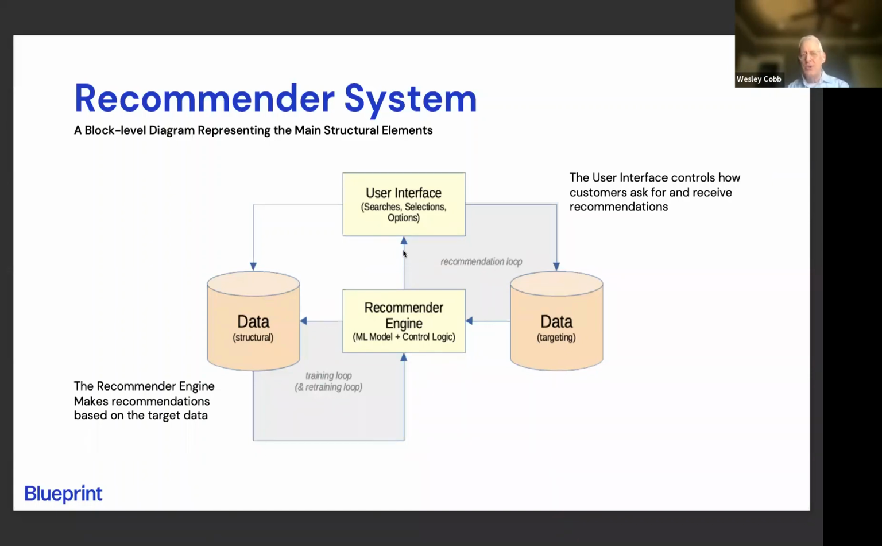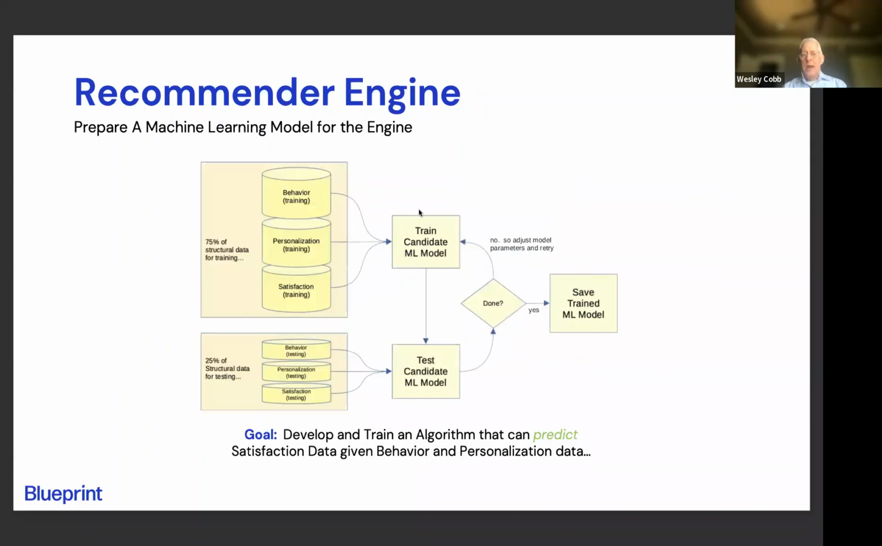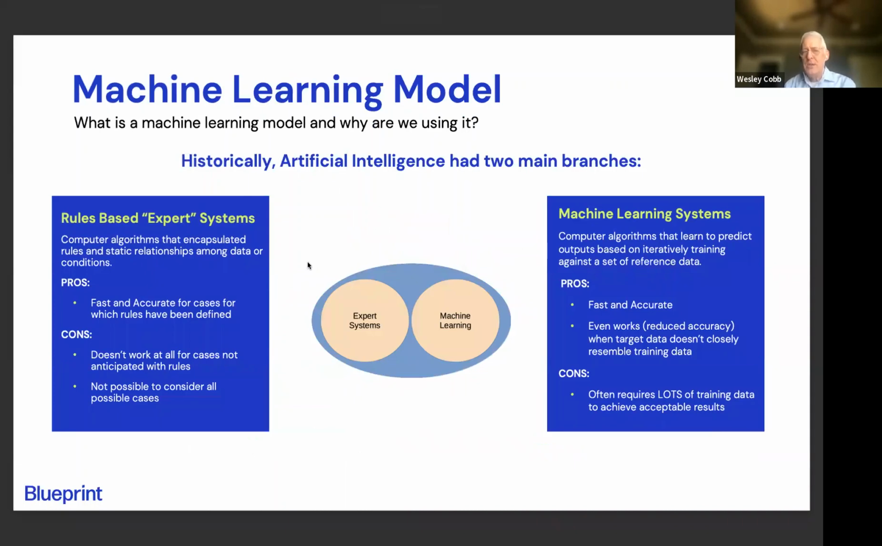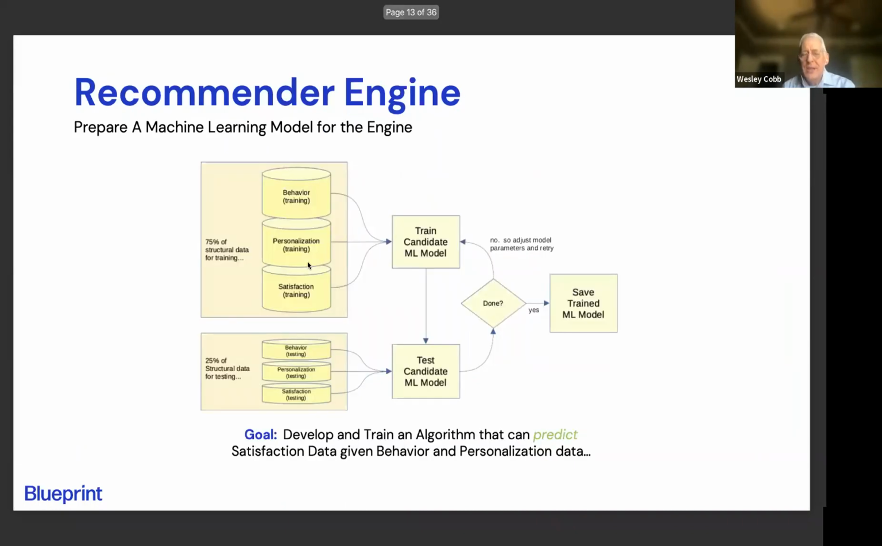Now, when I talk about a machine learning model, what we do is take an algorithm that is specifically designed to learn from information it's given and learn to predict a particular output. So the idea is to take a bunch of data, lots and lots of that behavioral, personalization, and satisfaction data, put that together, and use that to try to predict what the satisfaction result would be.